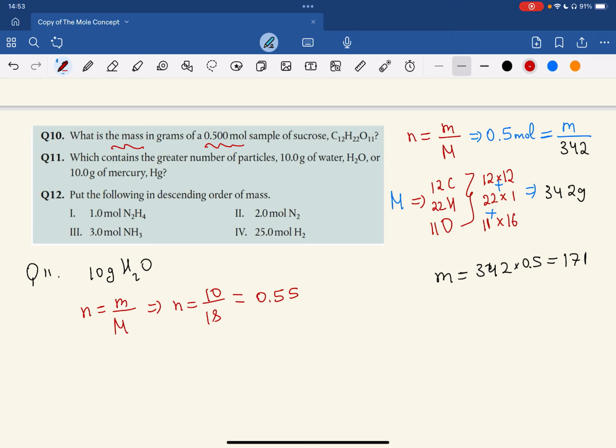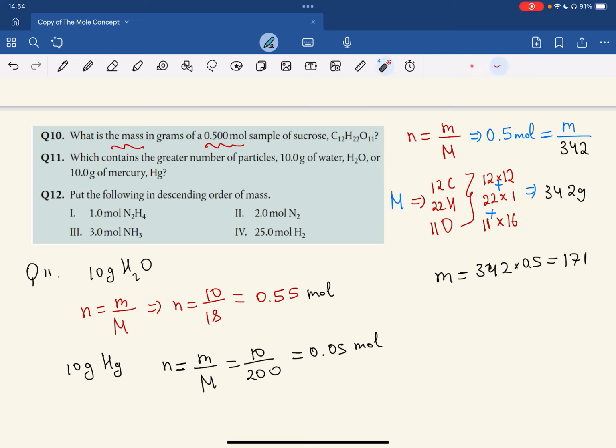So what's the mass of mercury? Let's check it quickly. The mass of mercury is 200 grams. If we have 10 grams of mercury, in order to find the mole amount, it's n equal to m divided by capital M. So it will be 10 divided by 200, which will give us 0.05 moles. So water is 0.55 moles, and mercury is 0.05 moles.